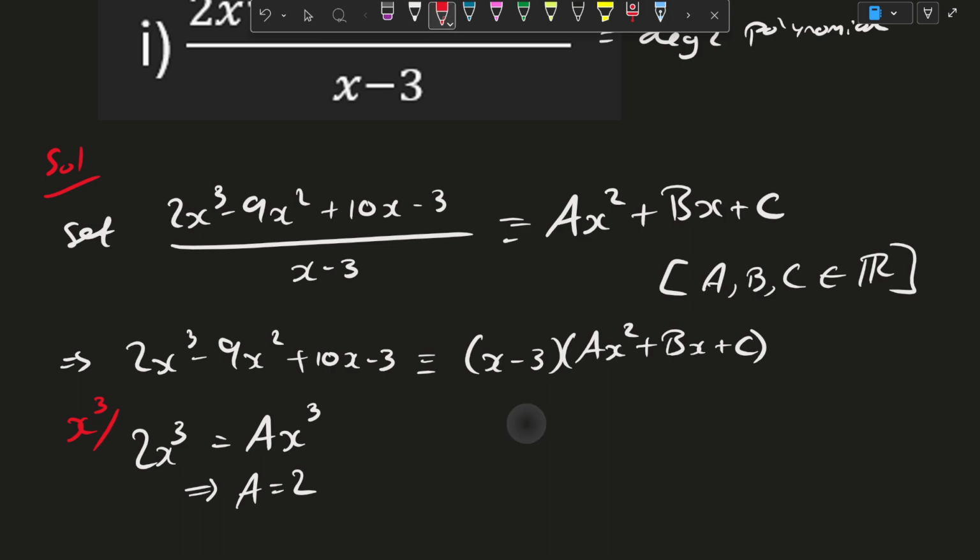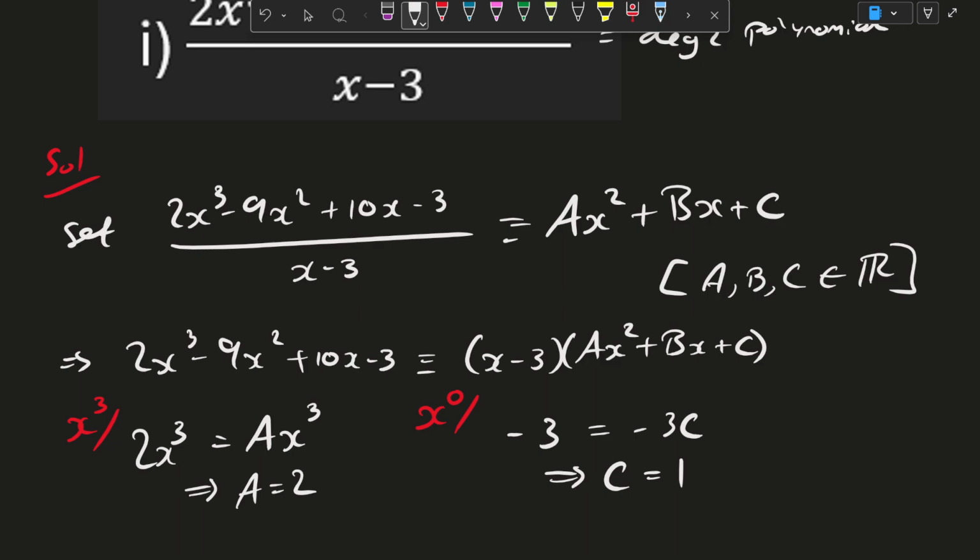Similarly, we can do the same for the lowest power, so the x to the power 0, otherwise known as the constant terms. Note that on the left-hand side we have a minus 3, and on the right-hand side we just have minus 3c. Minus 3 multiplied by the c. So we get that c is going to be 1. Okay, great. We have a and c. All we need now is b.